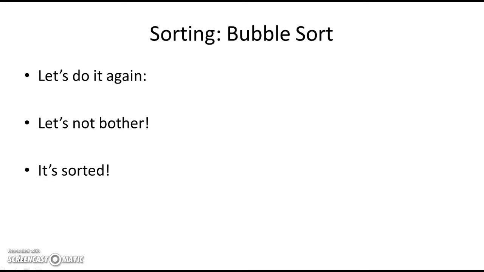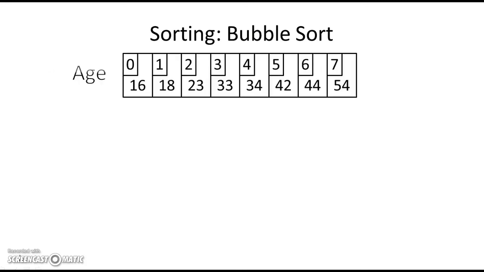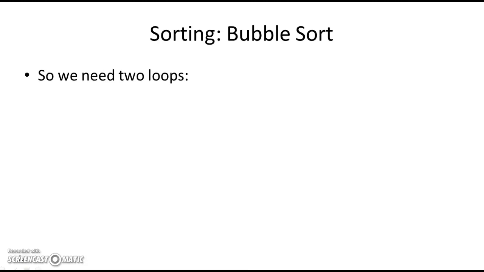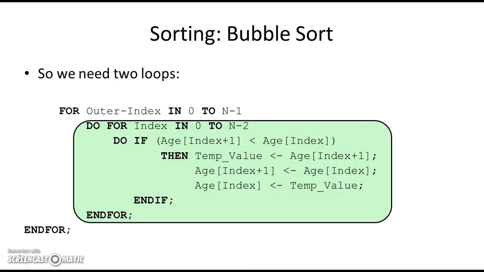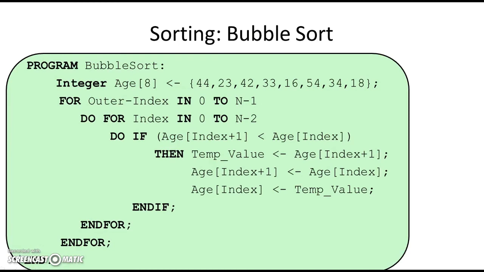Let's not bother doing it again though, because the array is sorted now. So 16, 18, 23, 33, 34, 42, 44, and 54 is all sorted now. So we need one loop that is going from the start to the end of the array, and then an outer loop around that which says keep doing that n times. So from 0 to n minus 1. Go from start to the end of the array, go back to the start again and do it again, and keep doing it until the array is sorted. And that is what bubble sort looks like.